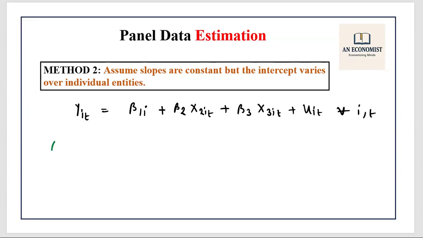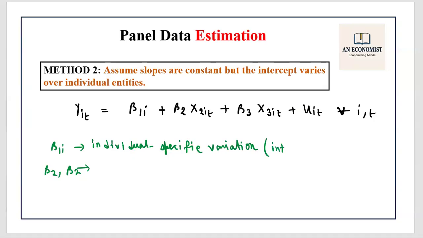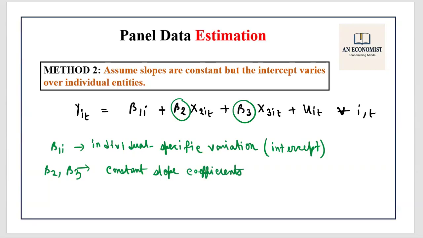Now beta 1i is the individual specific variation. This is the intercept coefficient that we already know from this model. And beta 2 and beta 3 that you see here are constant slope coefficients. The regressors that you see here, namely x2it and x3it, are time varying regressors. They are dependent on both the entities and the time periods.